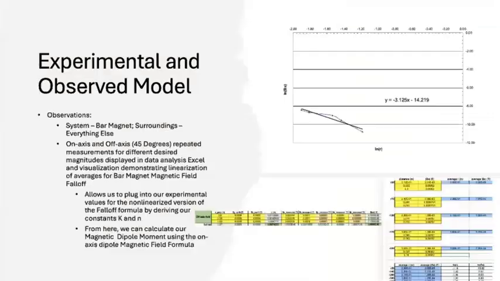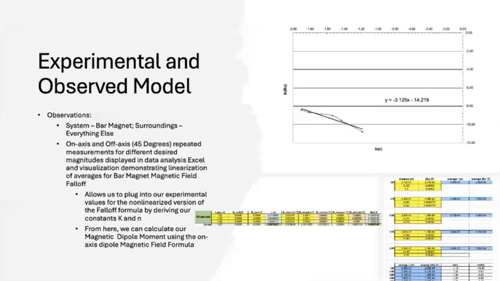In our observations for the experimental model, we saw that the system was the bar magnet and the surroundings were everything else. On- and off-axis measurements, off axis at 45 degrees, and off-axis repeated measurements for different desired magnitudes were displayed here in a given Excel sheet. This allowed us to plug in our experimental values for the non-linearized version of the fall-off formula to derive our constants K and n.